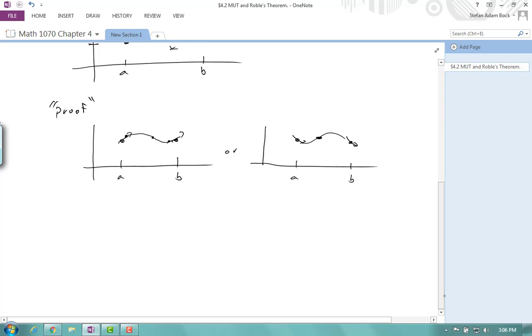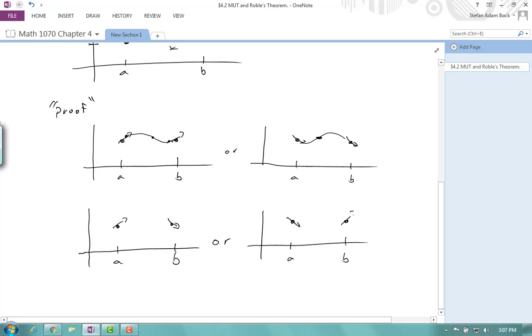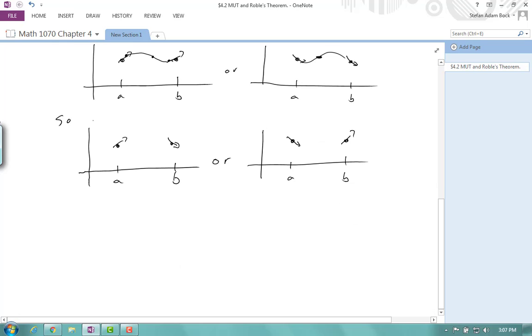With that out of the way, I basically go ahead and assume that the sign on the derivative for a and b are different. So it's either going up and then down, or going down and then up. And in either case, I get to use the intermediate value theorem again, but this time I get to use it on the derivative.